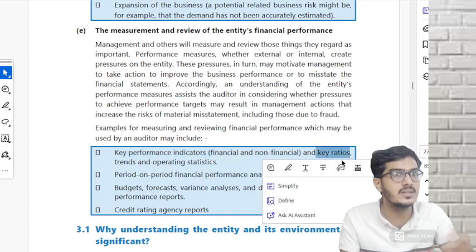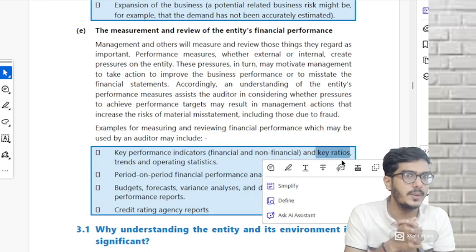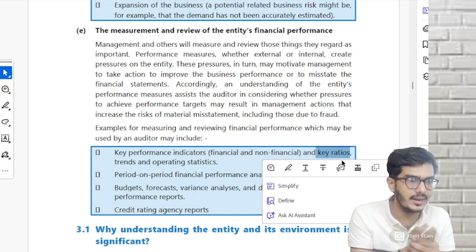In FM you would have learned so many key ratios, no? Net profit ratio, GP ratio, this ratio. What do you understand by that? How strong is the company? Am I right? So those ratios.